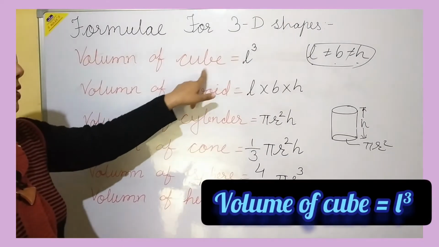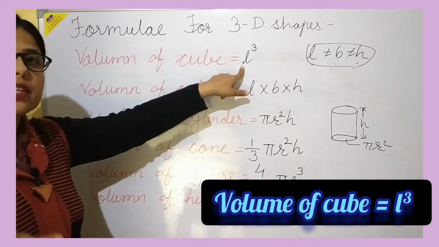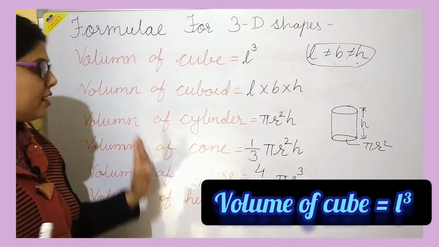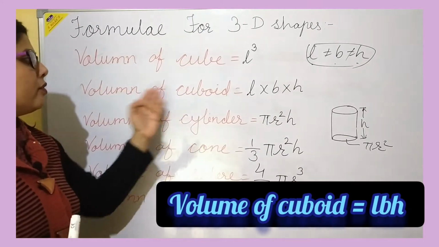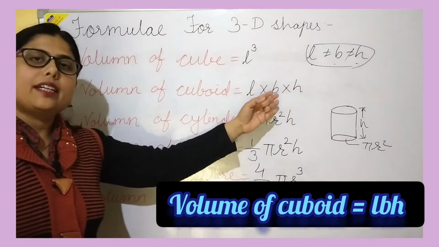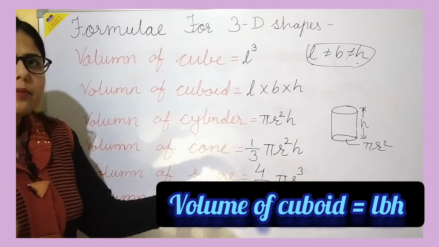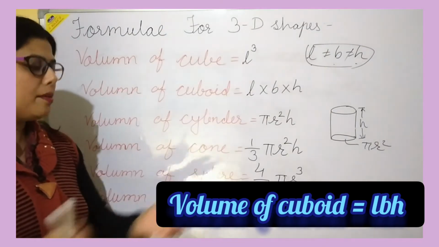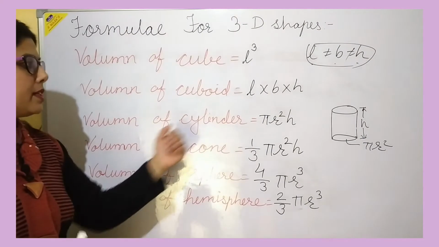Volume of cube: because here L, B, H are all equal, that's why L cube. Easy. And in cuboid L, B, H are not equal, that's why we multiply them, that is L into B into H. Volume of cuboid is what? LBH.